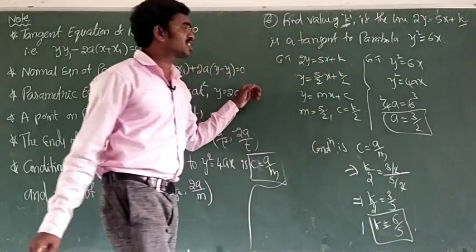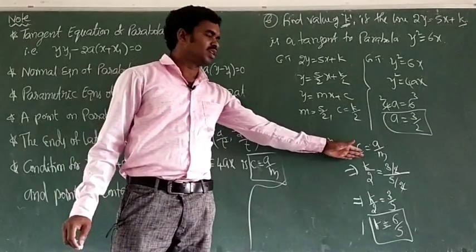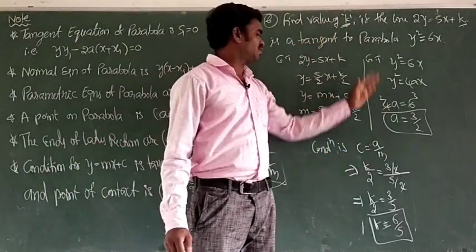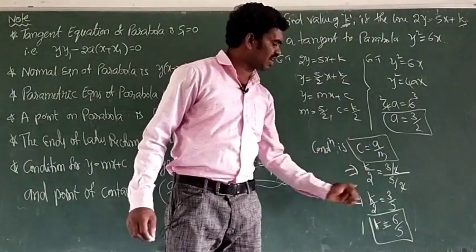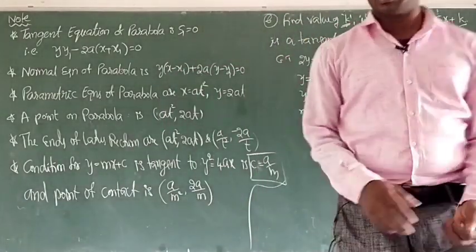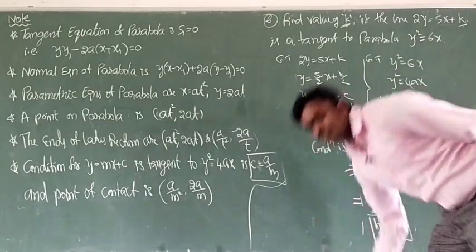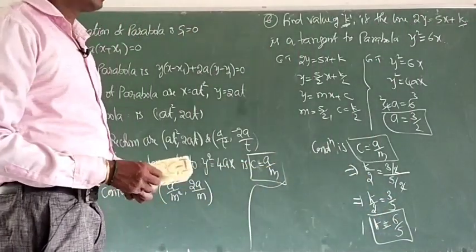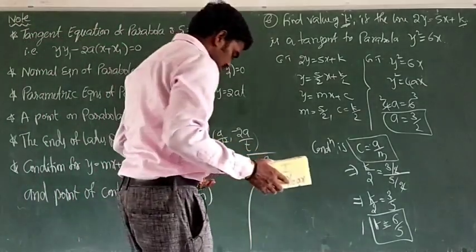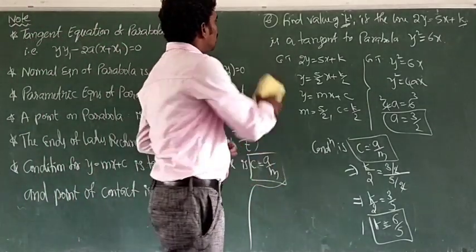Just remember the condition of tangent to a parabola is c = a/m. Using this condition, substitute the values and simplify, we get the answer. Yes? Can I take the next question? Okay.